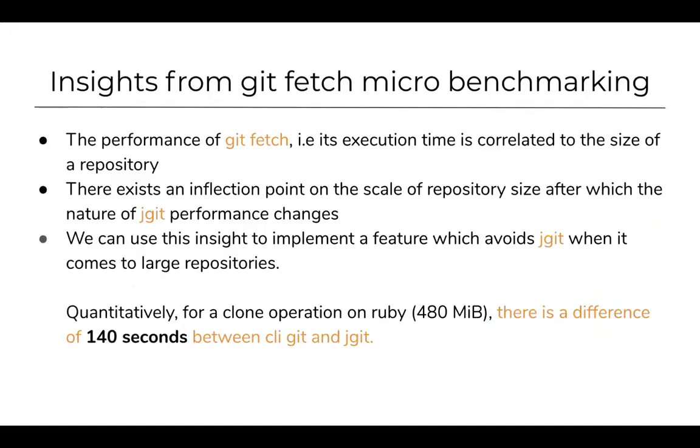It adds a lot of overhead if you're using JGit for large size repositories. So, insights: the first, as I've discussed, is that the execution time is of course going to increase as the size of the repository increases. The second is that there is an inflection point on the scale of the repository size where the nature of the JGit performance changes. The important part is that we can use this insight to implement a feature which would avoid JGit when we are using large repositories. And I've shared the quantitative fact.